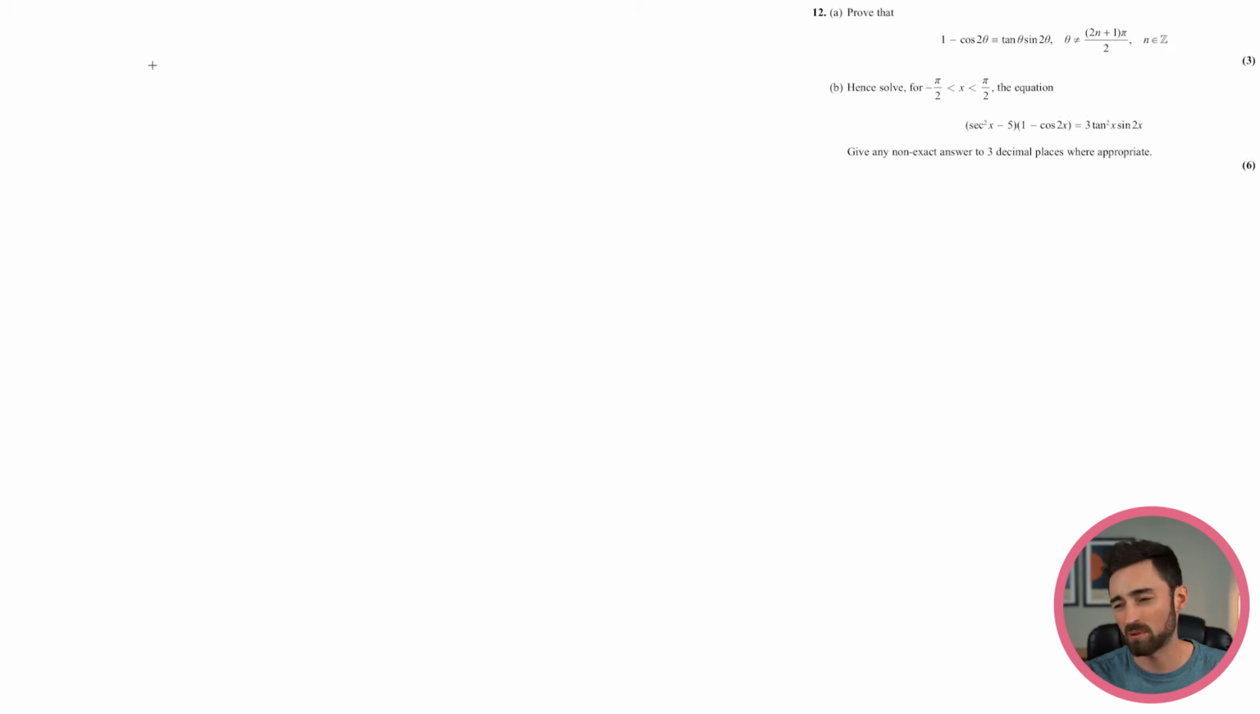Question 12, and it looks like we've got more trig again. Okay, let's see what we've got. Prove that 1 minus cos of 2 theta is the same as tan theta times sine of 2 theta. A few ways to do this. I'm going to develop the left-hand side, I reckon.